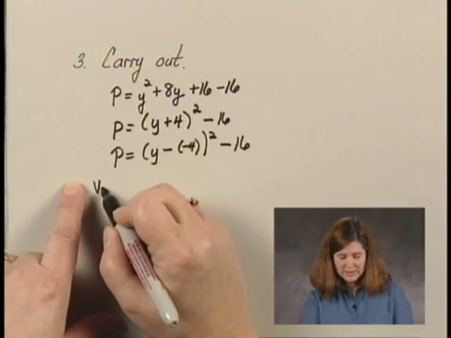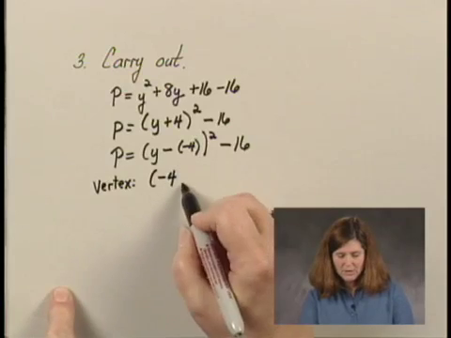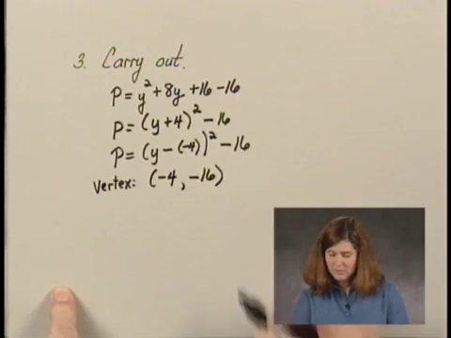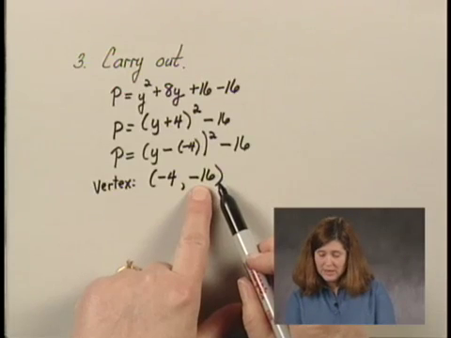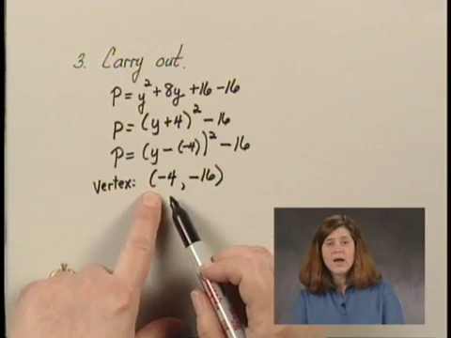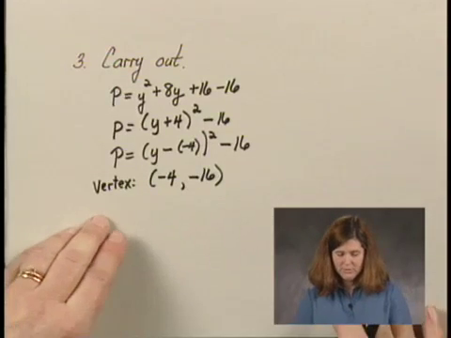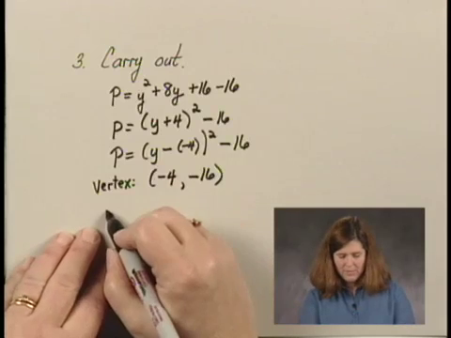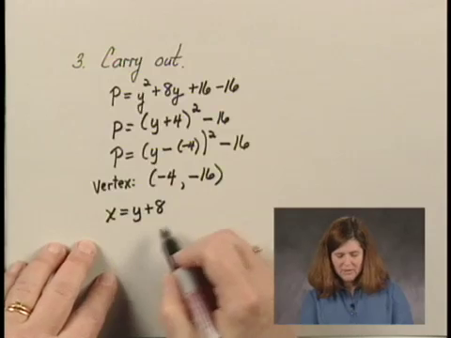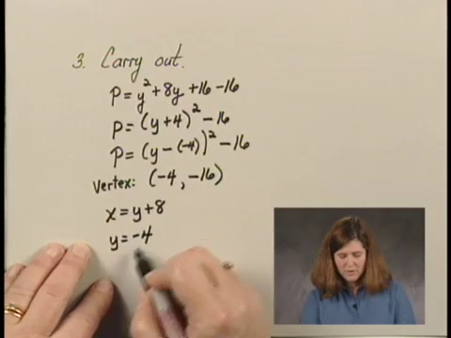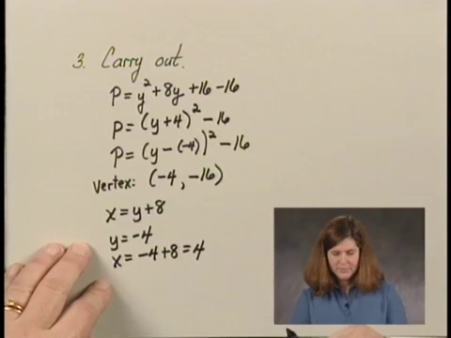The vertex is negative 4 from here, negative 16 from here. This tells us the minimum product is negative 16, and this occurs when y is negative 4. Now, y was related to x by x was y plus 8. So if y equals negative 4, then x equals negative 4 plus 8, or 4.